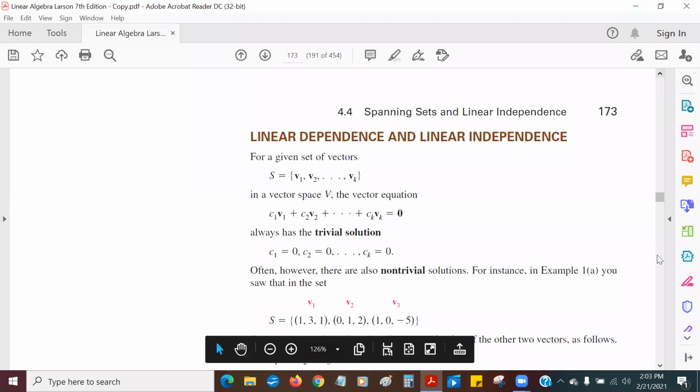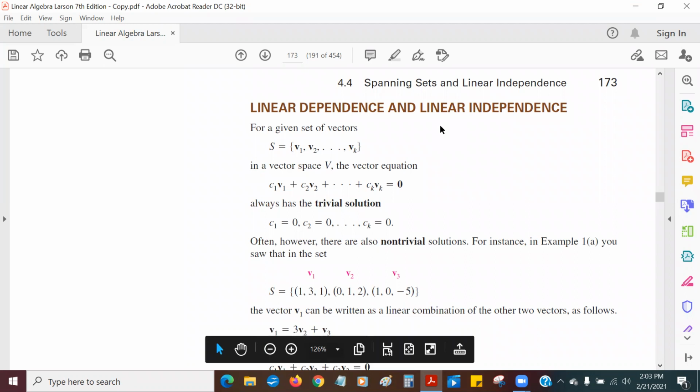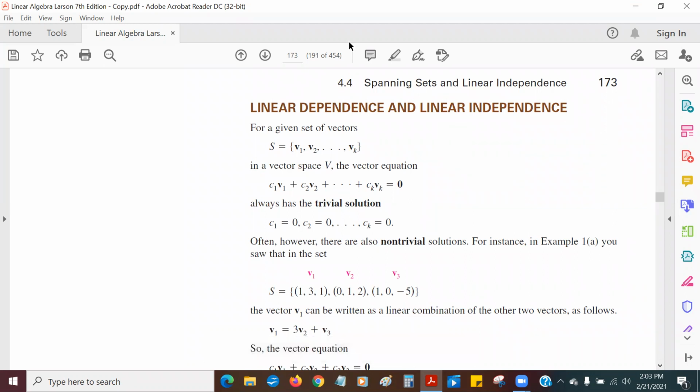Okay, this is the end of part 1. We're going to continue with 4.4 part 2, and it's going to start right here with linear dependence and independence.